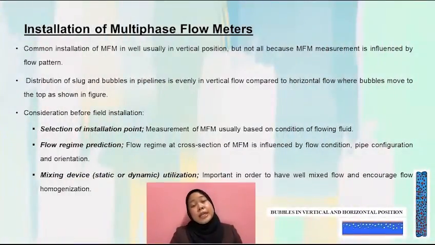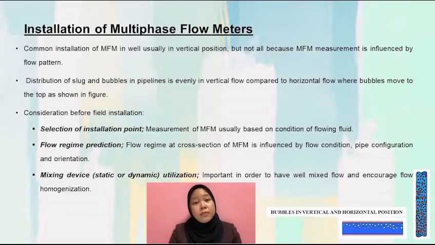Okay, we go to the next topic, which is field installation of MFM. Most, but not all, MFMs are installed vertically because the flow pattern has a significant bearing on the MFM readings. There are 7 horizontal flow patterns and only 5 vertical patterns. Therefore, installing the meter vertically automatically reduces the possibilities.